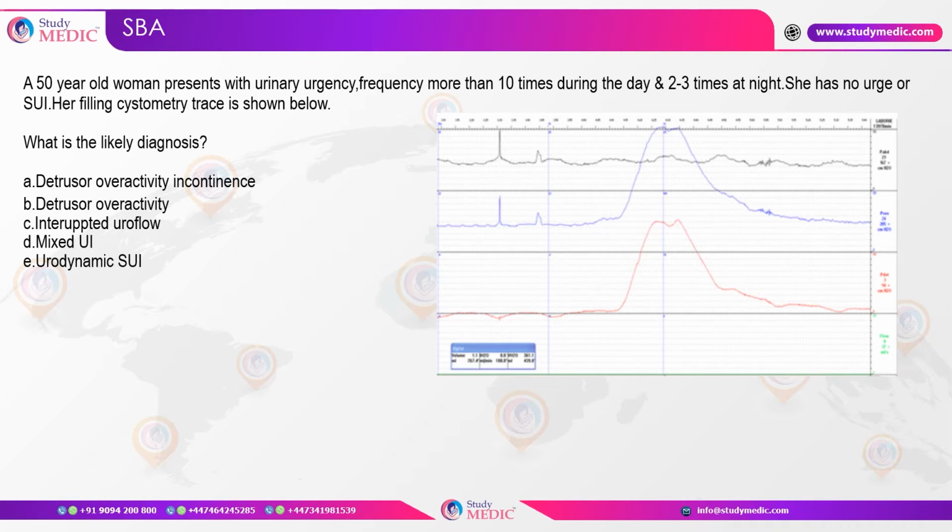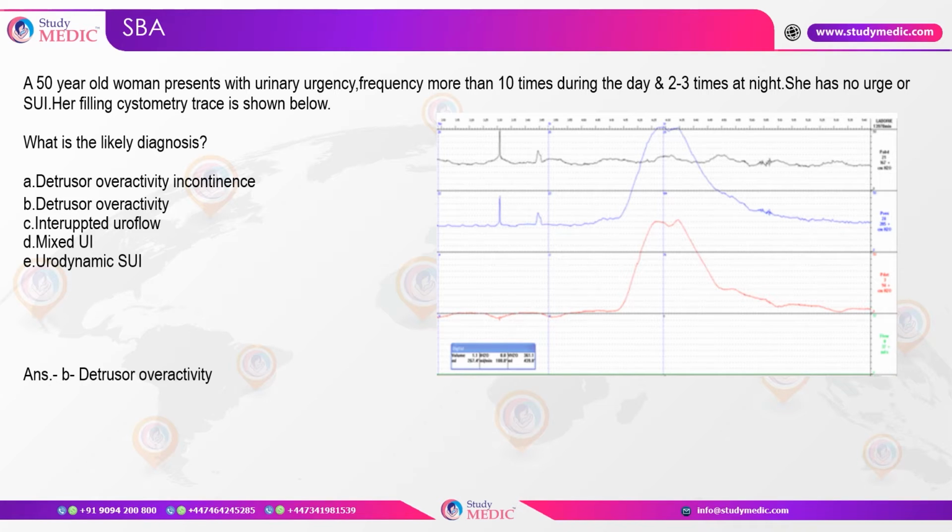Okay, now if you have a look at the graph, you can see that the detrusor pressure is rising. The red line is the detrusor pressure, the blue line is the abdominal pressure, and this is the vesical pressure. So because the detrusor pressure is rising and the vesical pressure is rising, but there is no increase in abdominal pressure, the diagnosis here is detrusor overactivity.